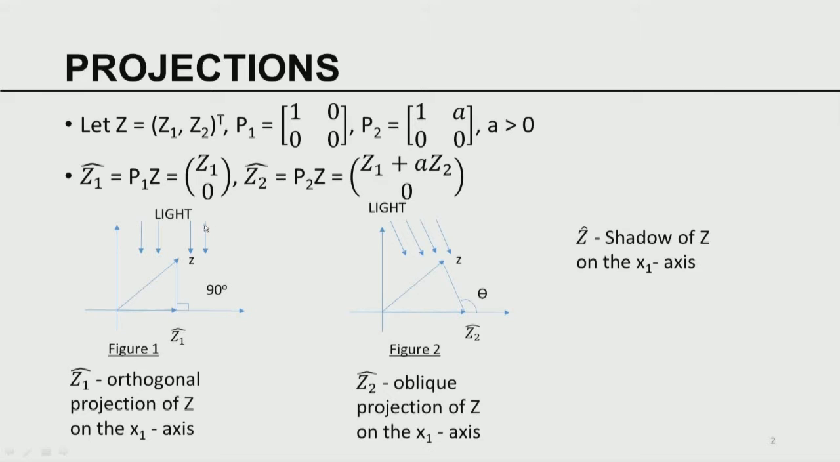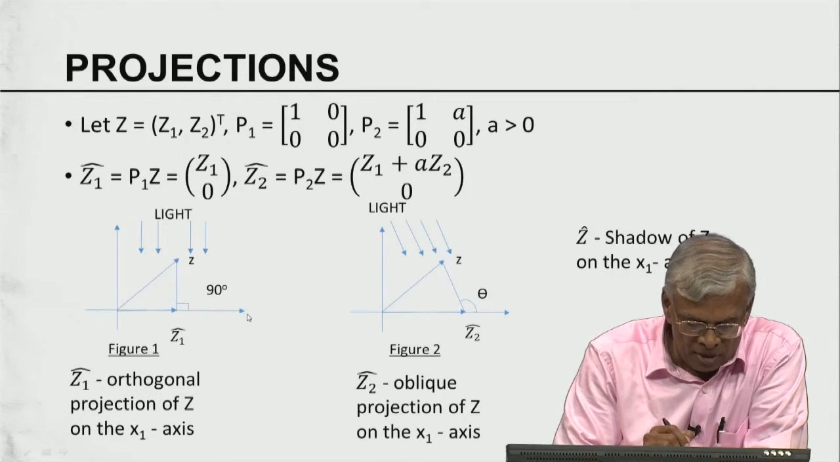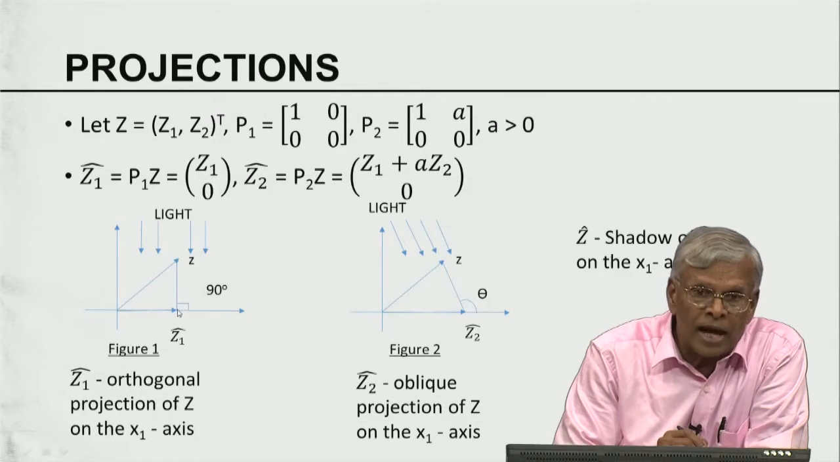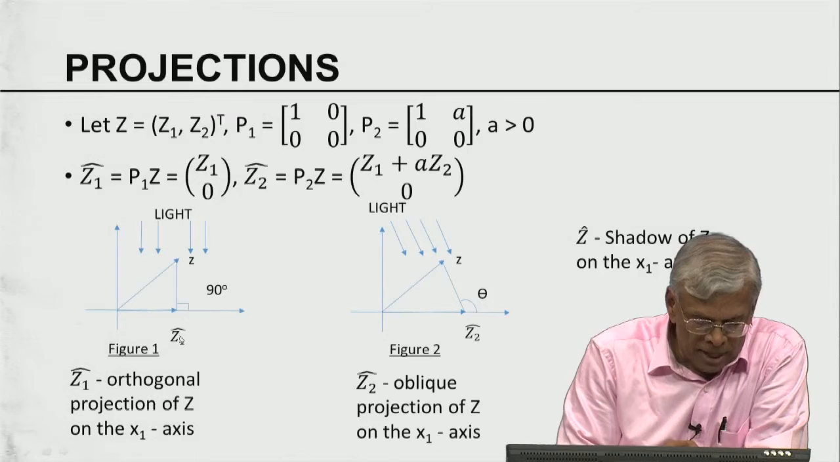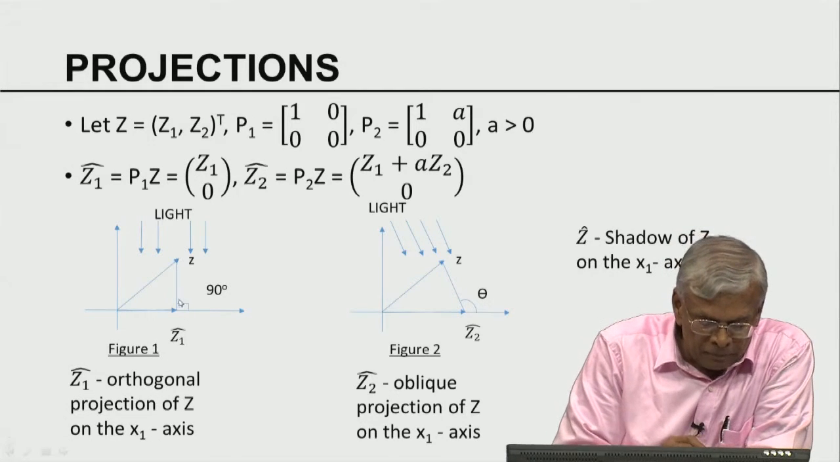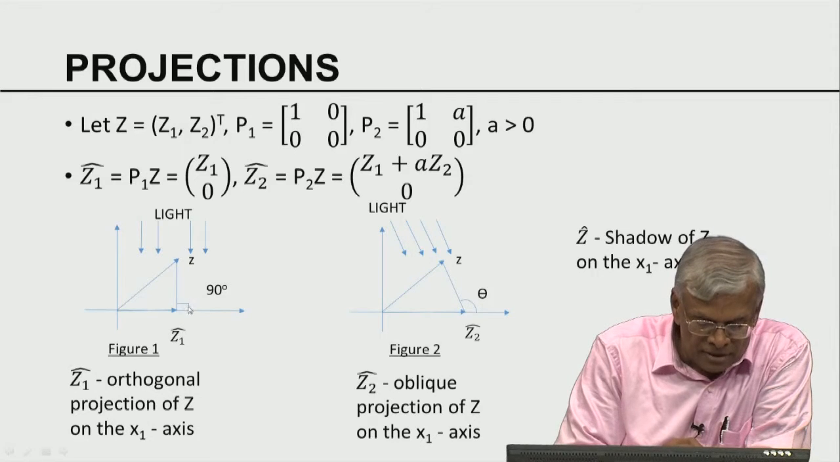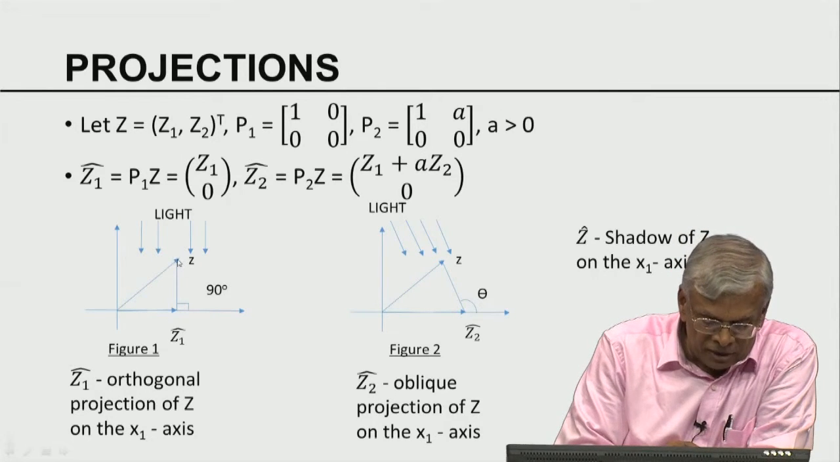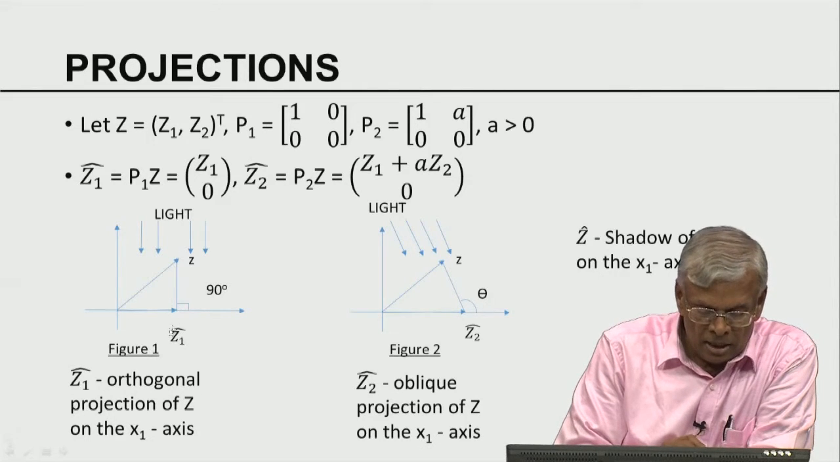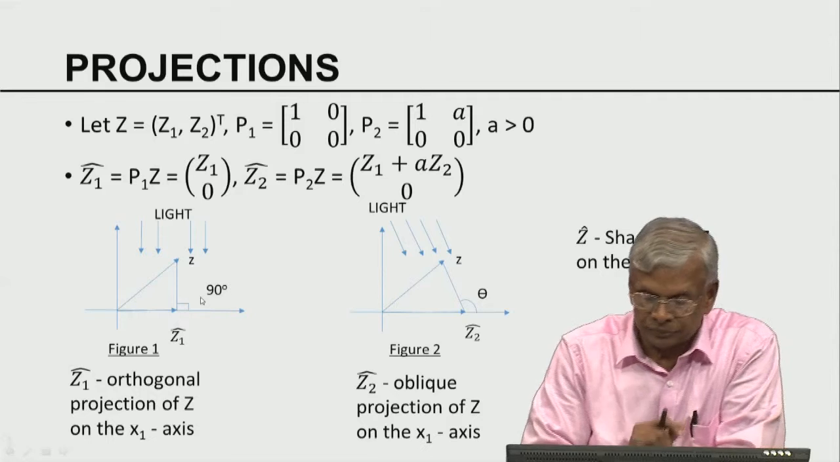If you shine lights parallel to the y axis, a shadow will be cast on the x axis. This arrow segment gives you the shadow of z. The shadow is called z1 hat. The property of this shadow in figure 1 is that it is an orthogonal projection, in the sense that if I join the tip of the vector z and z1 hat, the angle between the two vectors is 90 degrees.